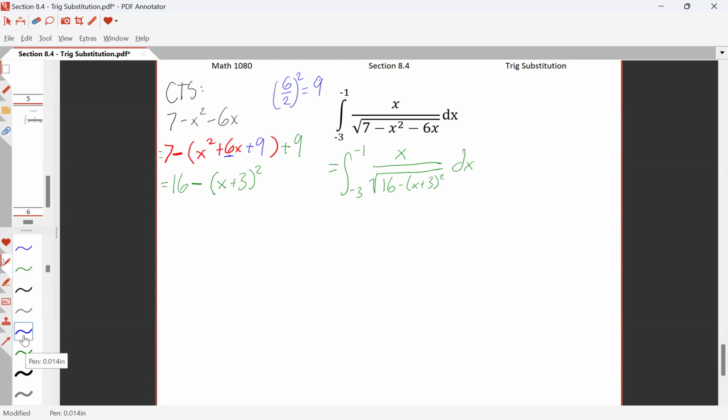We now have in the denominator a form of a squared minus x squared. And when we have the form a squared minus x squared, we want to use the substitution x equals a sine theta. A in this case is 4, and x is going to be the x plus 3. So the substitution we're actually making is x plus 3 equals 4 sine theta.